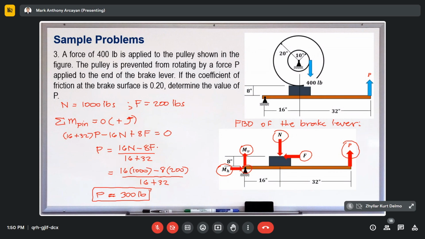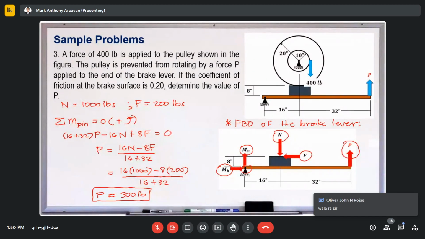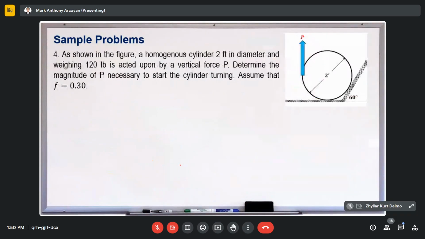Okay. So, naay ko na ni pangutana before ta mo proceed sa next nga sample problem. Class, naay pangutana ni? Okay, wala ra. So, let's proceed to the next problem, no?